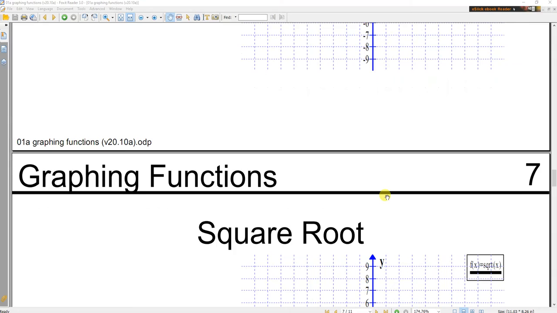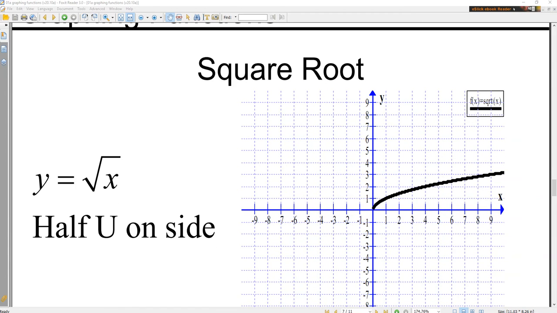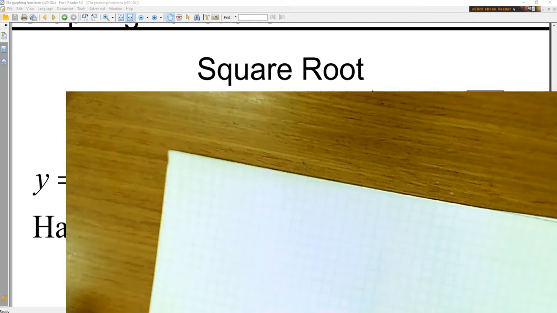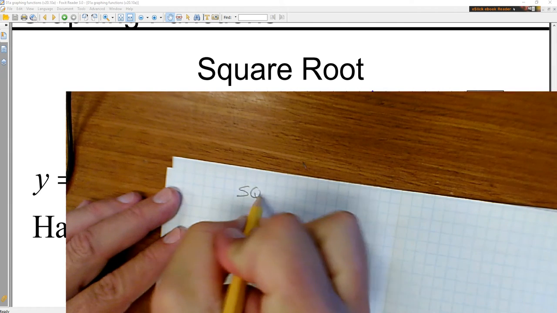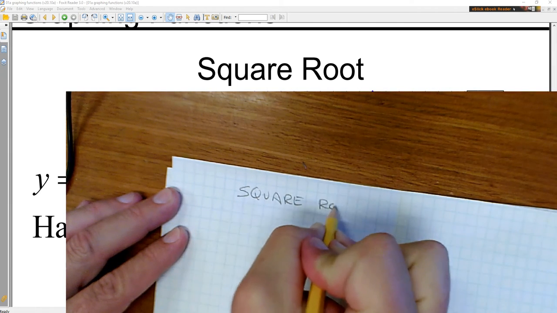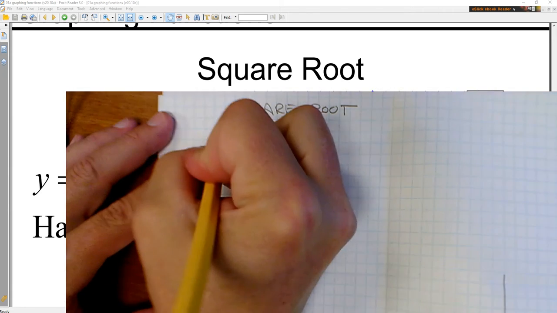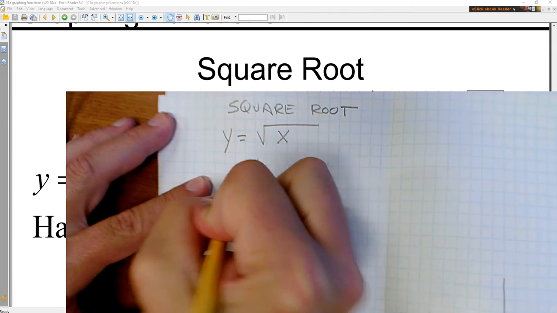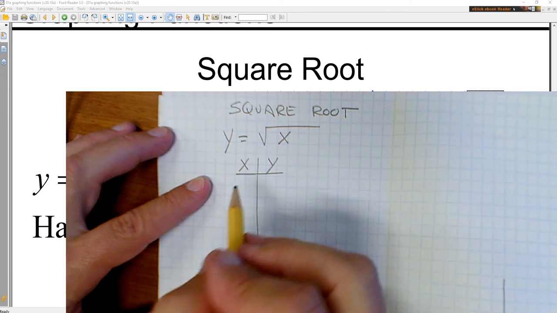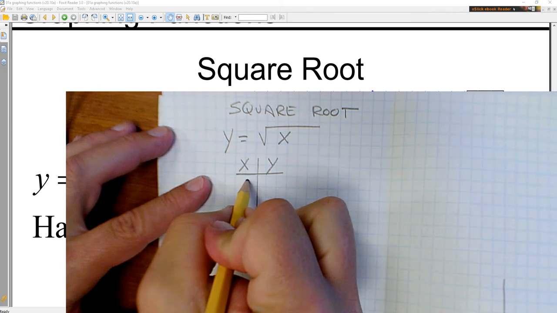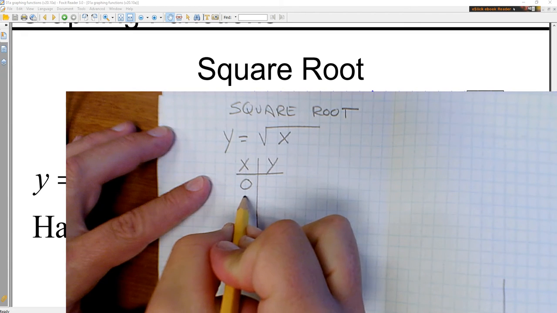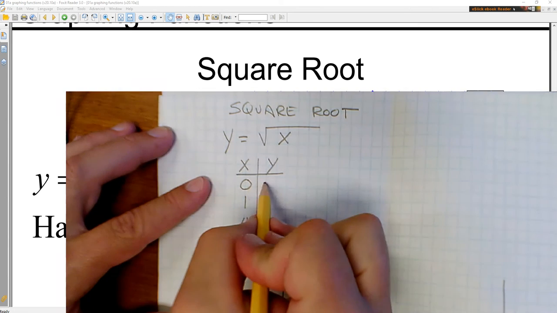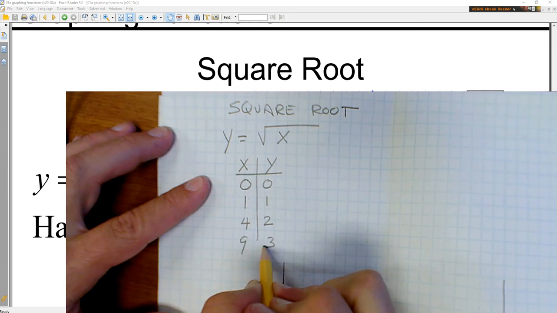Our next one is the square root function. And in its most basic form, it is y equals the square root of x. Now you're going to notice here, I'm going to throw out a new net. You haven't seen this net before. I'm going to go with things that I know the square root of. I know the square root of 0. I know the square root of 1, 4, and 9. I am throwing in numbers that are good square roots. Square root of 0, 0, 1, 2, and 3.